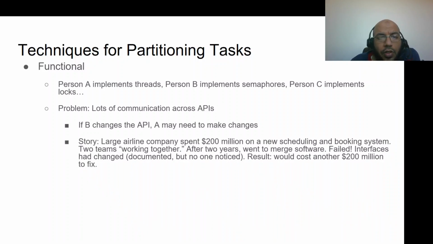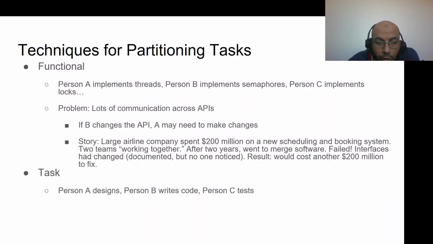This is actually a real story where a large airline company spent 200 million on a new scheduling and booking system. Two teams working together, after 2 years, went to merge the software and they failed. Interfaces had changed. When they changed the interfaces, they did document it, but no one from the other team noticed, and it would cost another 200 million to fix whatever they ended up with. So the project ended up late and costing double the amount of money that was needed. This is a real story.